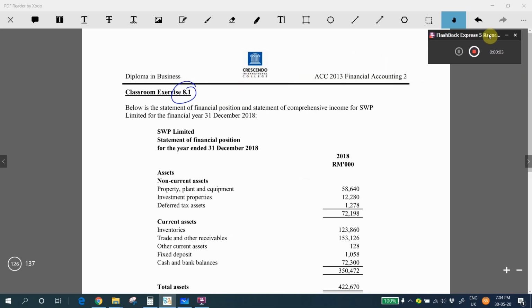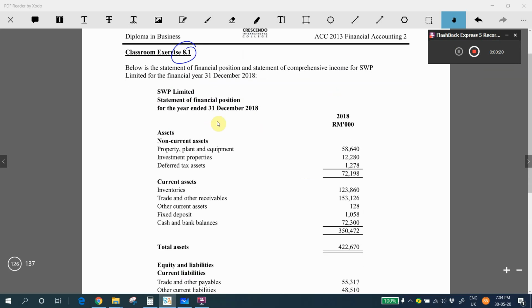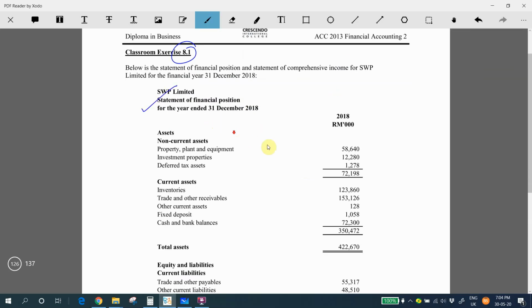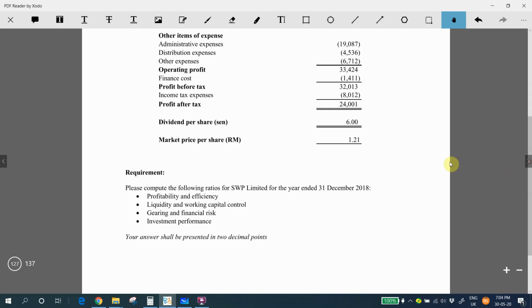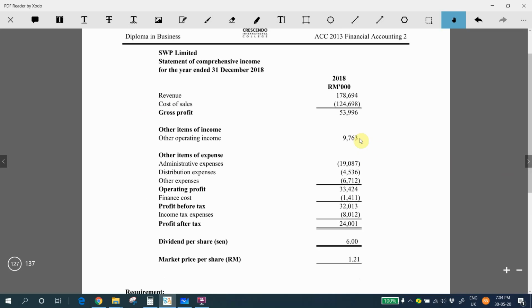This video is part 2 video for your chapter 8 in your FA2. So in this video, we are going to try the classroom exercise 8.1. Below is the statement of financial position and statement of comprehensive income for SWP Limited for the financial year 31st December 2018. So you can see this is SWP Limited statement of financial position, followed by their statement of comprehensive income.